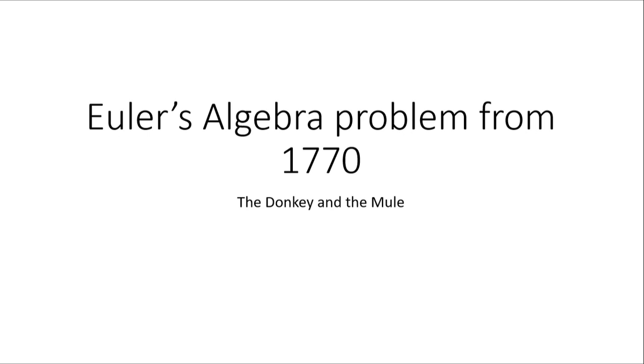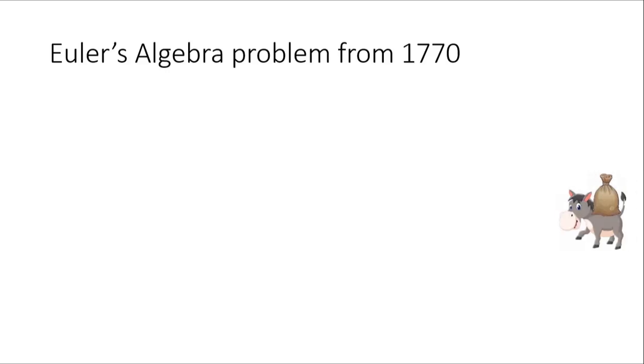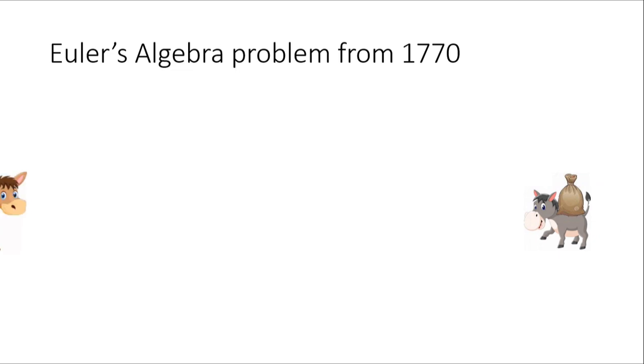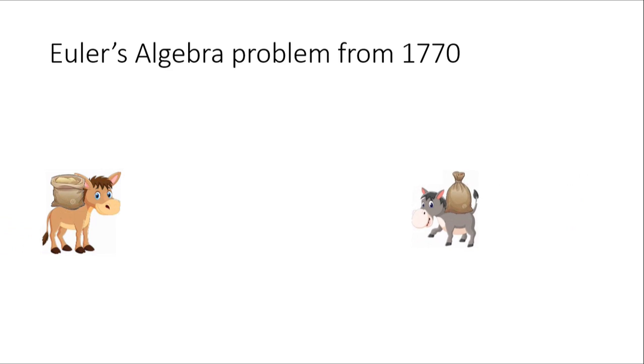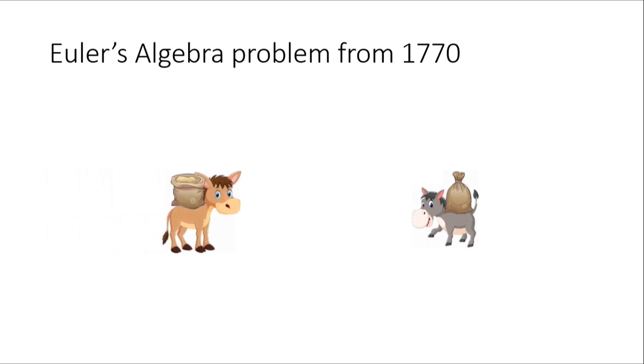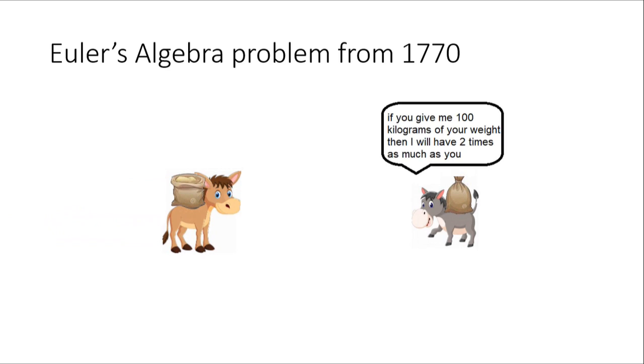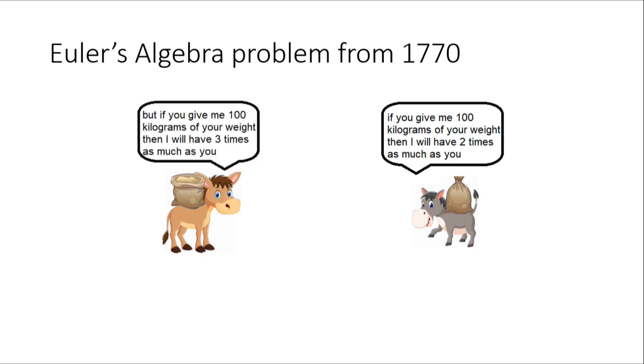So, Euler's algebra problem from 1770, the donkey and the mule. One day, a mule was walking along the road, a donkey was also, they were both carrying some things, and they met along the way. And the mule says, "If you give me 100 kilograms of your weight, then I will have 2 times as much as you." And the donkey says, "But if you give me 100 kilograms of your weight, then I will have 3 times as much as you."